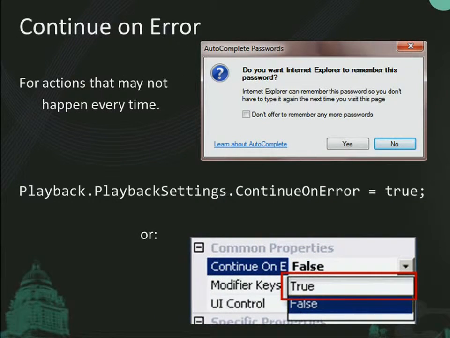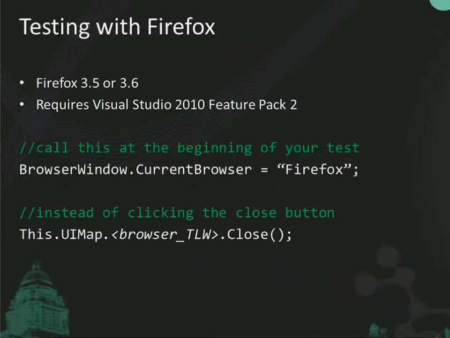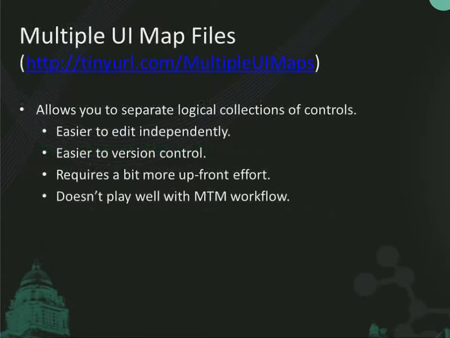Again, some of these are just to rehash what we already covered. So continue on error, you want to use that if there's a dialogue or some other action that maybe only happens some of the time and you don't want the test case to fail if it does or doesn't happen. Testing with Firefox, so this is how you switch over the browser to Firefox. Make sure you have Feature Pack 2 installed in order to work with that.